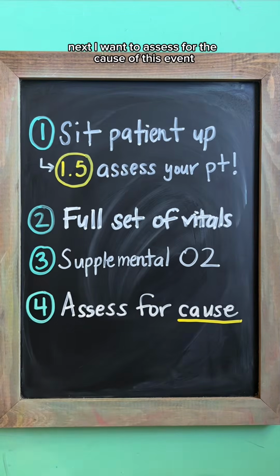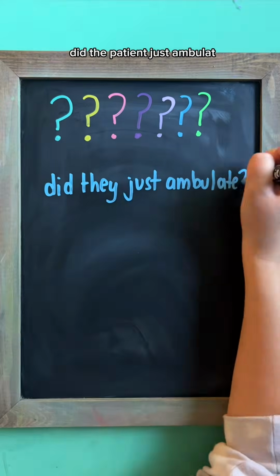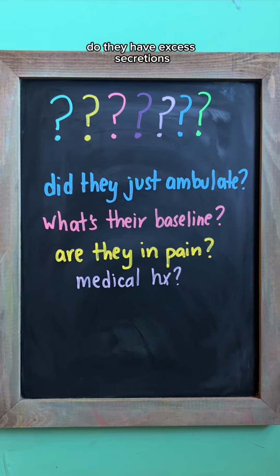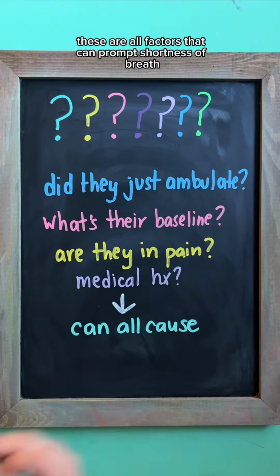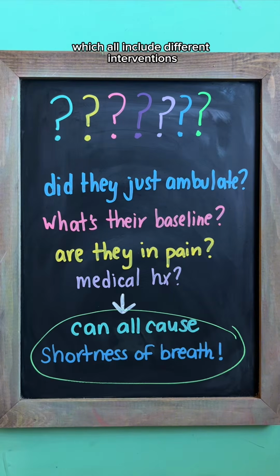Next, I'd want to assess for the cause of this event. Did the patient just ambulate? Do they have excess secretions? Are they in pain? These are all factors that can prompt shortness of breath, which all include different interventions.